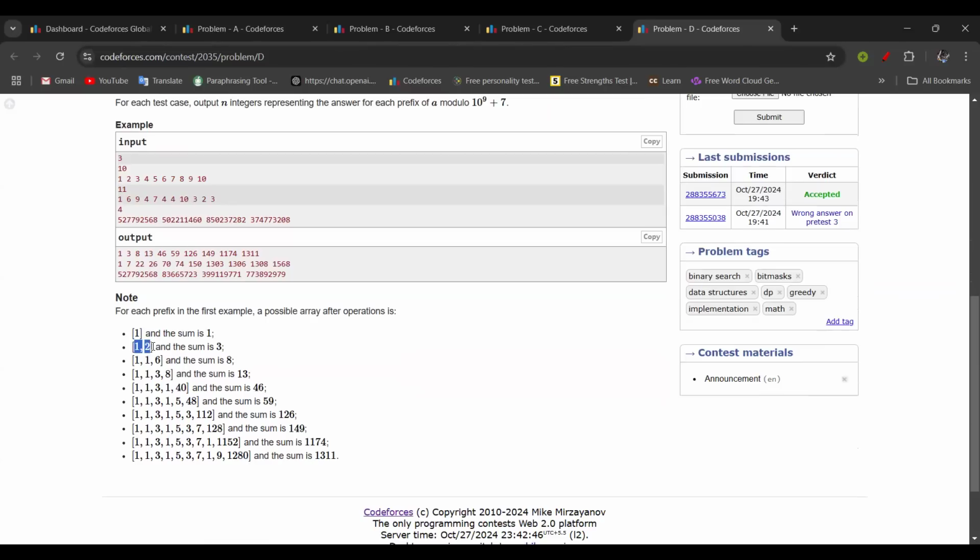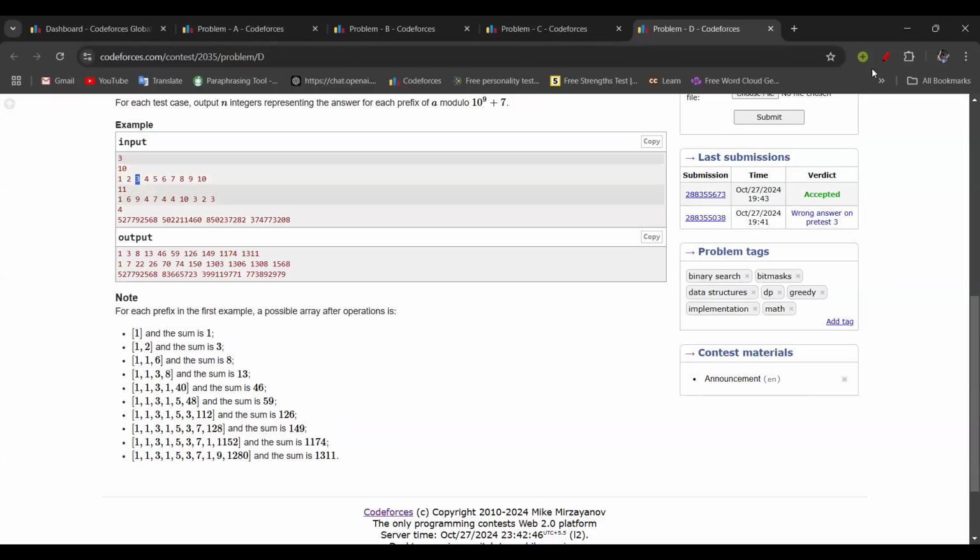For 1 and 2, you could perform an operation if you choose this as i and this as j, but this is not even. You cannot divide it by 2. So you can't perform any operation here. It would remain this only. Sum is 3. Now for the third prefix, which is 1, 2, 3, you can divide the second by 2 and multiply this by 2.